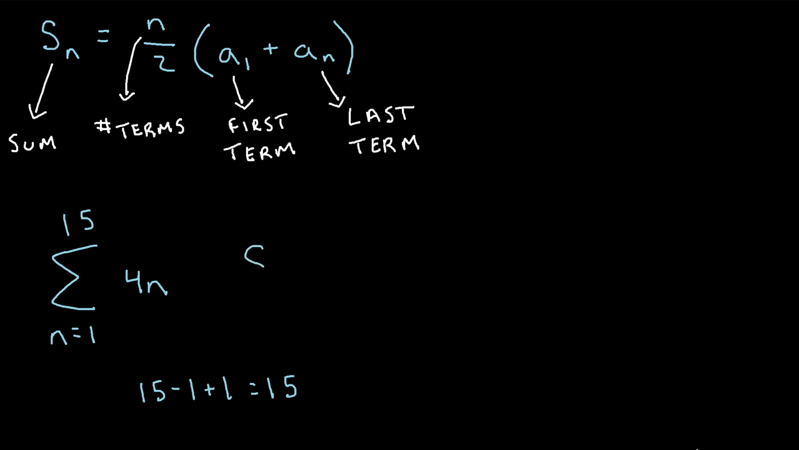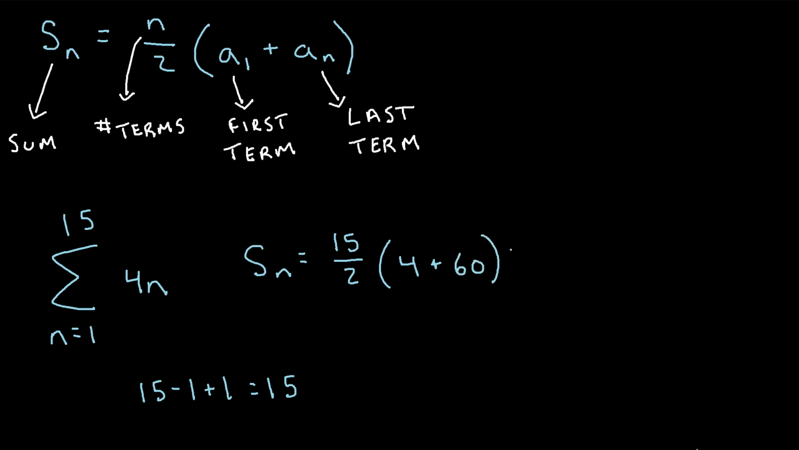So we can write S sub n is equal to n over 2, so n is 15 over 2, times a sub 1. This is the value of the first term. The way that we find this value is we plug in whatever number is right here for n into the formula. We're told that n is equal to 1 is the first term. So if we plug in a 1 for n, we get 4 times 1, that's just 4. And then we add that to the last term. The way that we find the last term is we use whatever value is on top of the sigma right here and plug that in for n. So 4 times 15, that's 60. So we get 4 plus 60.